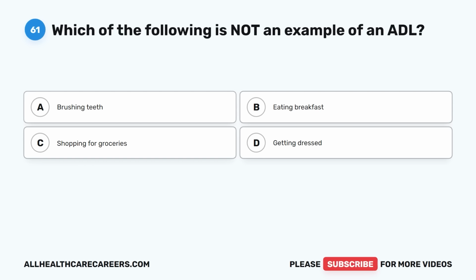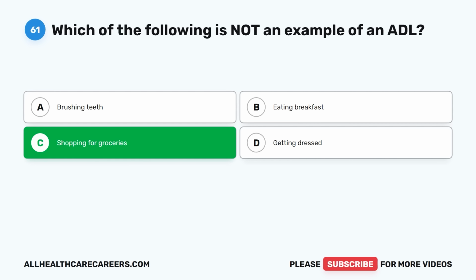Question 61. Which of the following is not an example of an ADL? A. Brushing teeth. B. Eating breakfast. C. Shopping for groceries. D. Getting dressed. The correct answer is C.